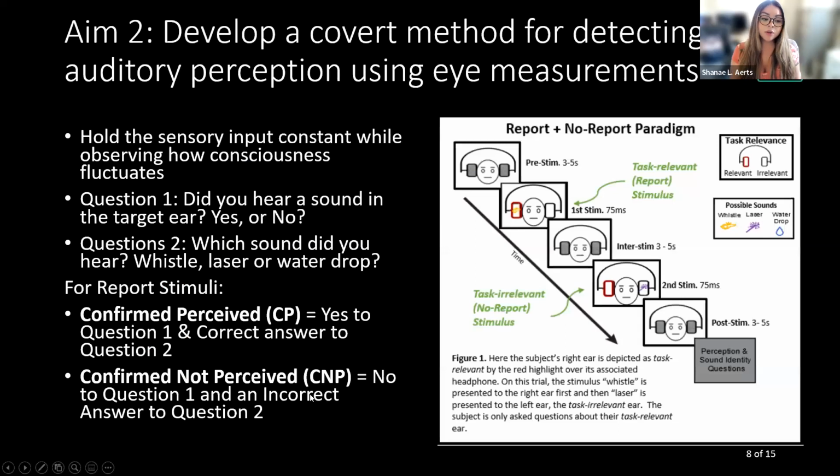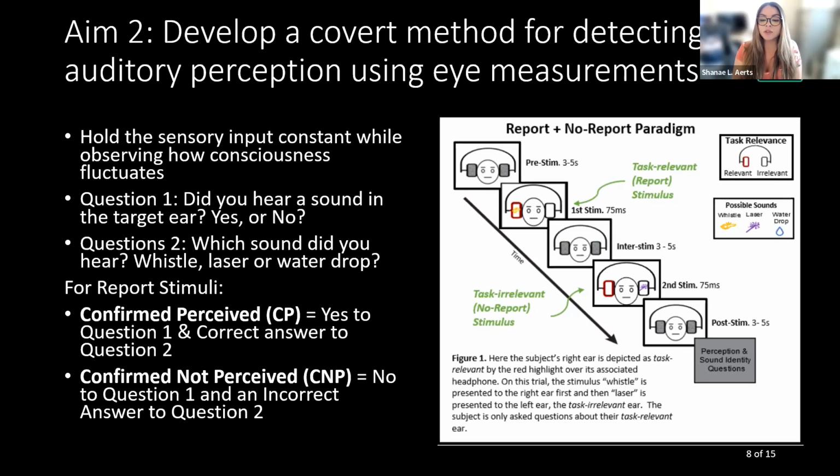So how we're going to do this is to hold sensory input constant while observing how consciousness fluctuates. And the way to achieve this is using an at-threshold stimulus. We have two ears, and for the right ear in this example, it's considered the target ear. And so the subject is told that they will be asked if they heard a sound, and if so, which sound they heard: whistle, laser, or water drop. They're also told that there will be sounds in the other ear, but that they will not be asked questions about that.